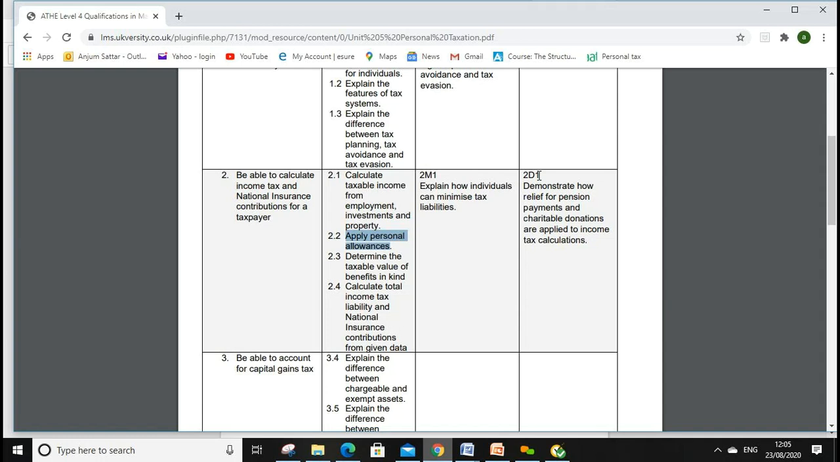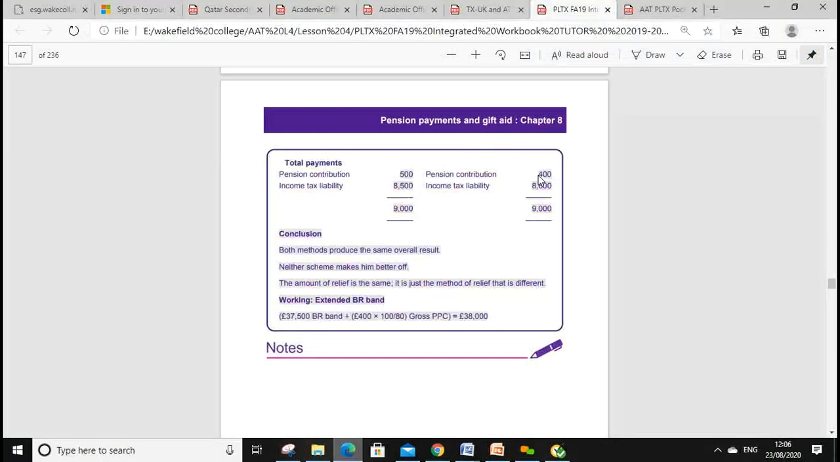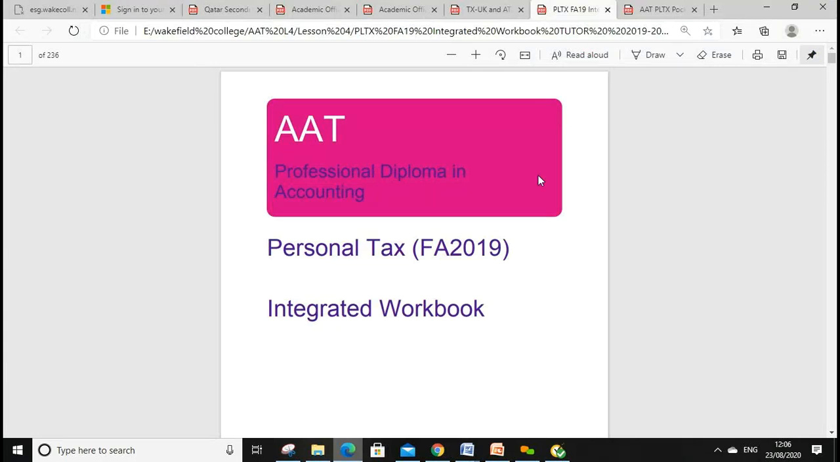So today's lesson will go through our LO2. In LO2, we have 4 assessment criteria to meet the pass criteria for this learning outcome. Calculate the taxable income from employment, investment, and property. Apply the allowances, determine the tax value of benefits in kind, and calculate the total income tax liability and national insurance, which we'll go through. And explain how an individual can minimize the tax liability. Demonstrate how relief for personal pension payments and charitable donations is applied to the income tax calculation. So that's all that will be the focus of today's lesson.